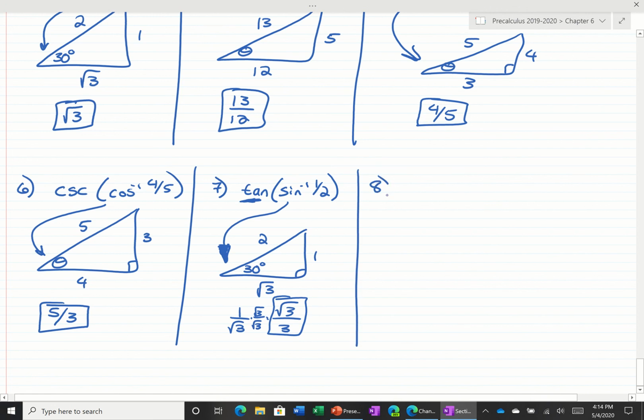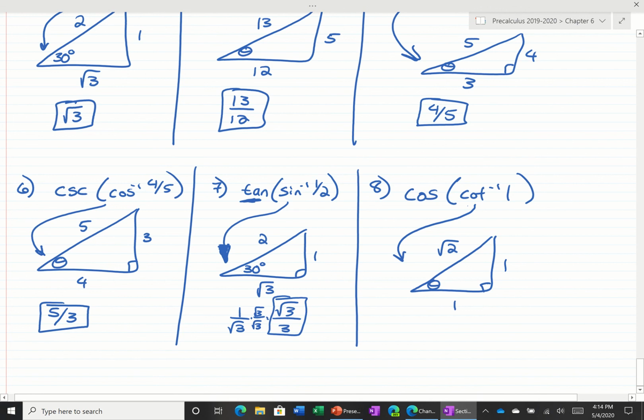Number 8 is asking us what's the cosine of the inverse cotangent of 1. This is going to give us our angle. The angle here is cotangent of 1, so adjacent over opposite. 1, root 2. We recognized that kind of triangle before. The cosine of that angle would be 1 over root 2, which we should rationalize. The answer would be root 2 over 2.